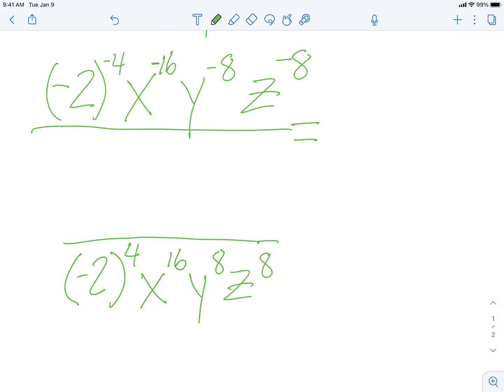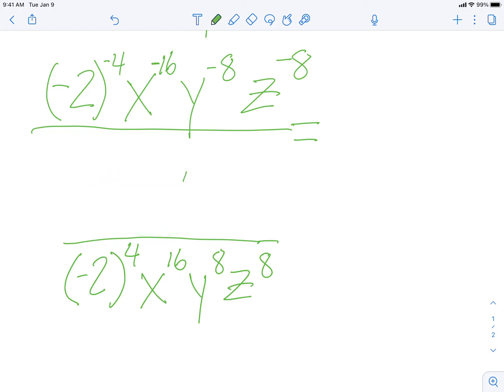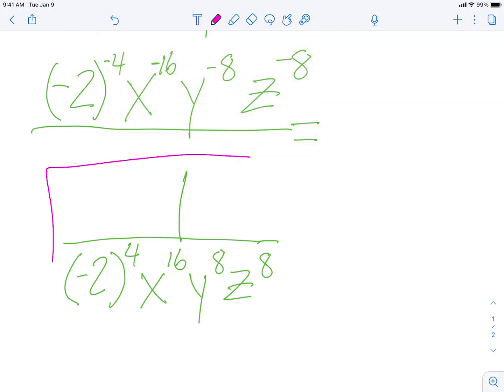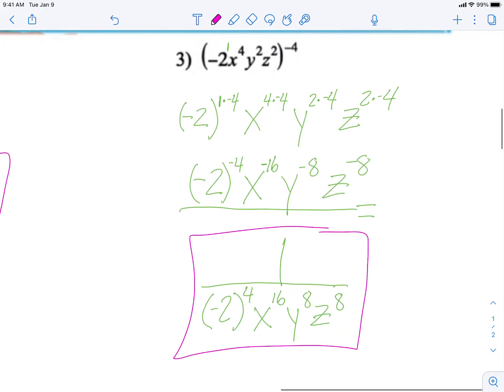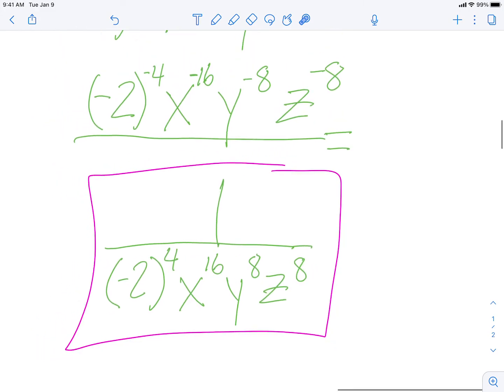Now here on top, there's no number left. Look. So this is where I had to put the 1. And that right here, kiddos, is my final solution. Look at that. Only positive exponents, right? Positive 4, positive 16, positive 8, positive 8, and my final solution.